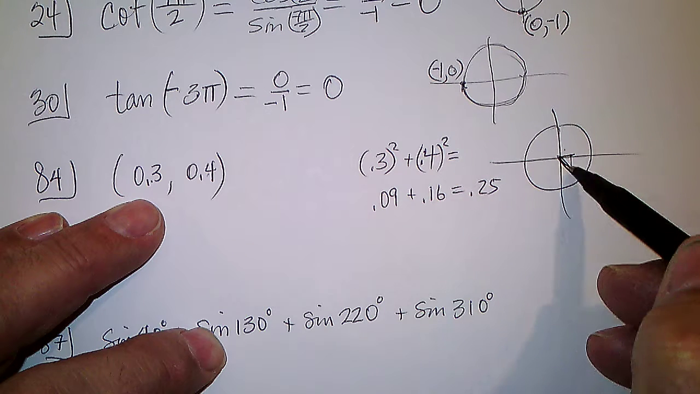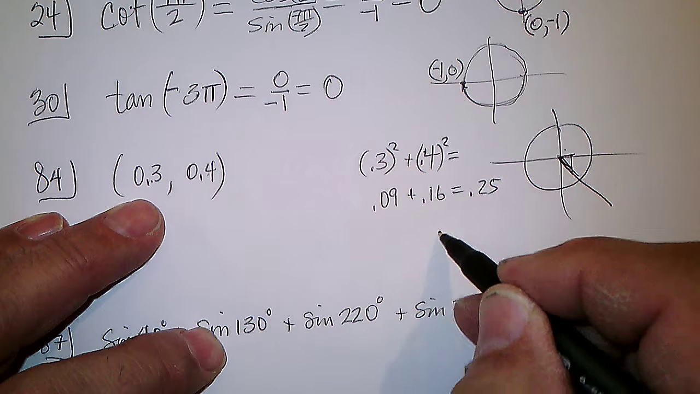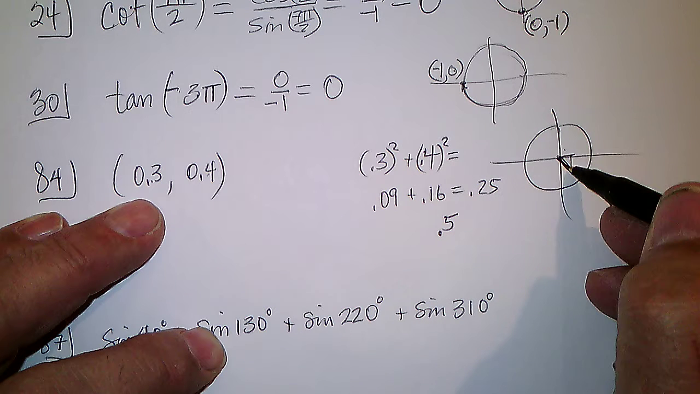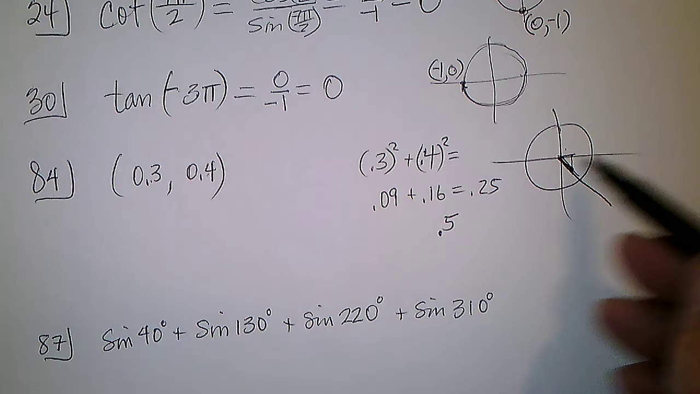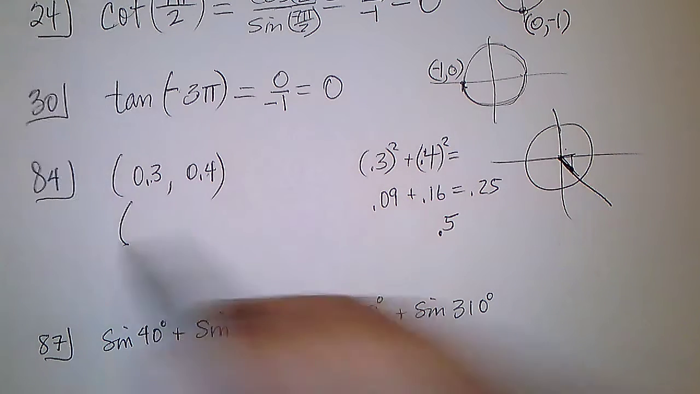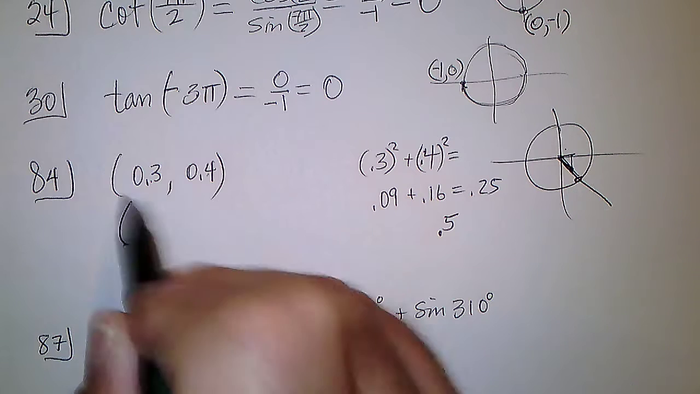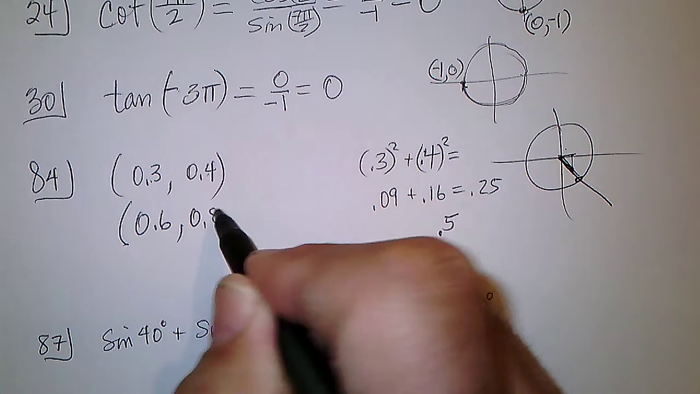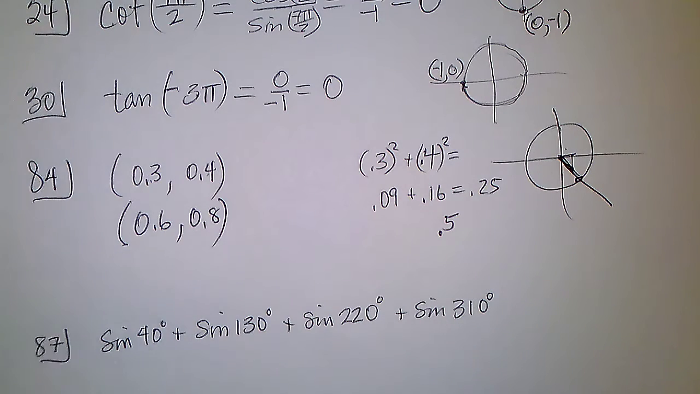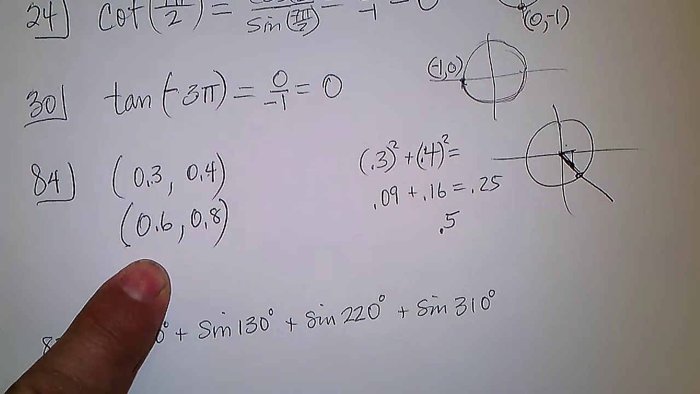0.3 squared is 0.09. 0.4 squared is 0.16, which would equal 0.25. So this would be the square root of that, which is 0.5. So it only gets out to a half, and we got to get it clear out here, so we got to double everything. So the point on the unit circle would be 0.6 comma 0.8, and that would have a radius of 1. And it said, what are the 6 trig functions?